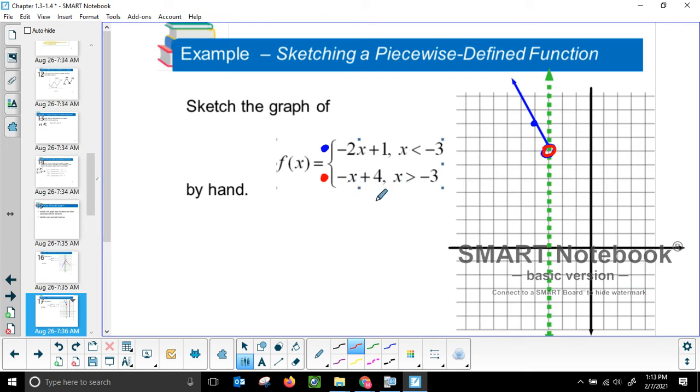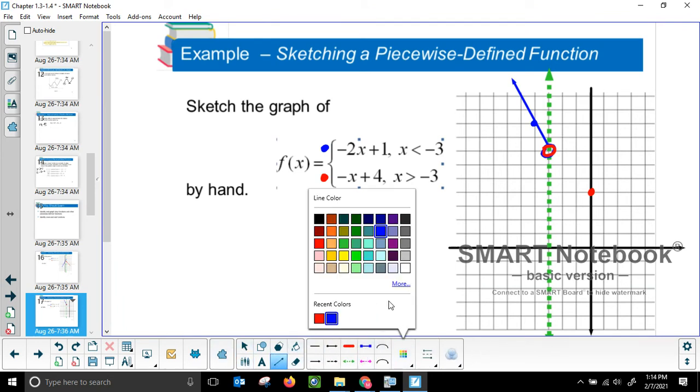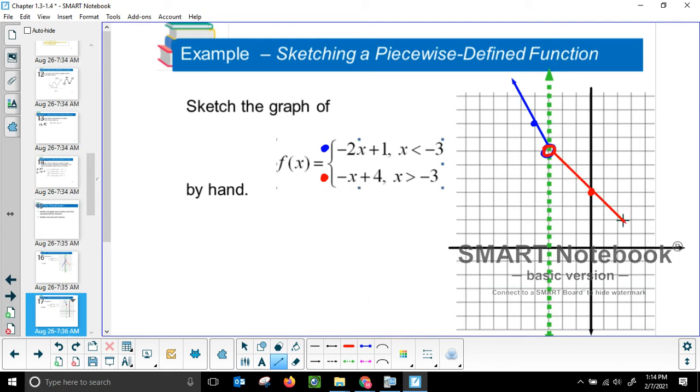Now this is valid for all x's greater than -3. You can pick any number you want. I'm just going to go ahead and pick 0 because it's really easy. So 0 plus 4 is 4. So I have 0, 4. Again, you can pick any number or numbers you want that are greater than -3, and it would work just fine. So I'm going to go ahead and get a line on here. Connect it there. And we're done. All right, so pretty straightforward, not too bad.